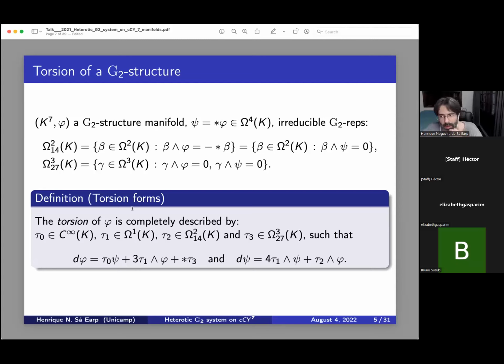So now, as a geometric structure on a manifold, your 3-form phi has a well-defined torsion, and this torsion can be characterized by 4 components in each of these irreducible bits. And these are, in some sense, the geometric information on the manifold. The total information about torsion can be computed from the exterior derivative of your 3-form phi and the exterior derivative of its Hodge dual, which is the 4-form psi.